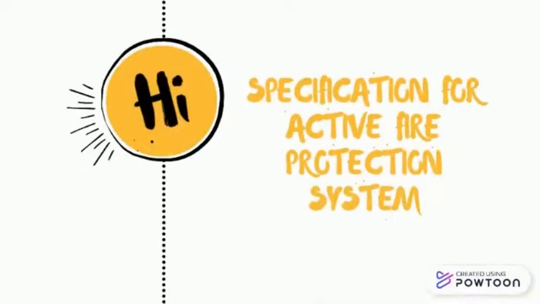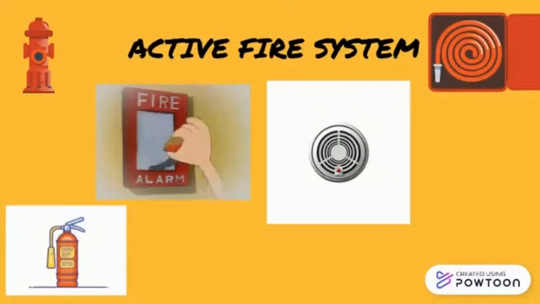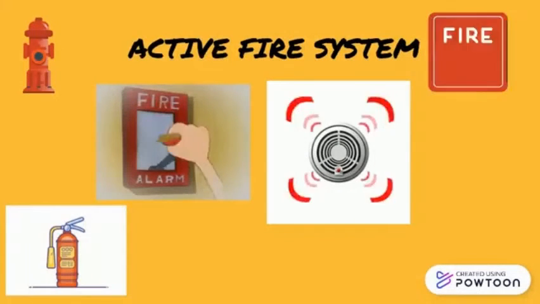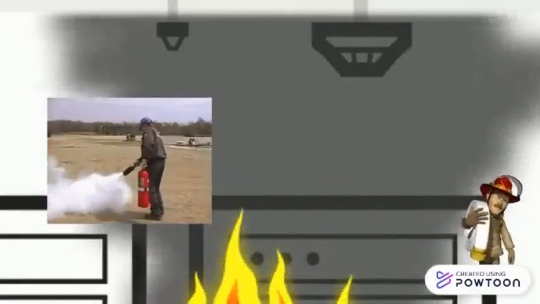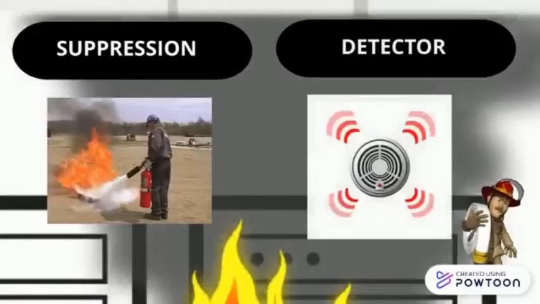I will present about the specification and fire protection building layout. Specification for active fire protection system. Fire alarms, smoke detectors, and even firefighters are all considered active fire protection systems. Detection takes place using sensors that detect heat, smoke, or flame and send a signal to alarms throughout the building.